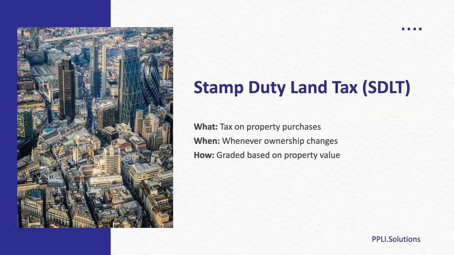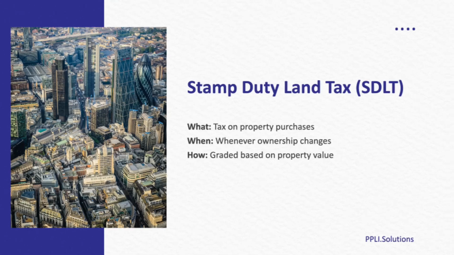about it. First up is Stamp Duty Land Tax, or SDLT. This tax is triggered when you buy a property, or really anytime the ownership changes hands. The amount you pay is graded, meaning it increases as the property value goes up.